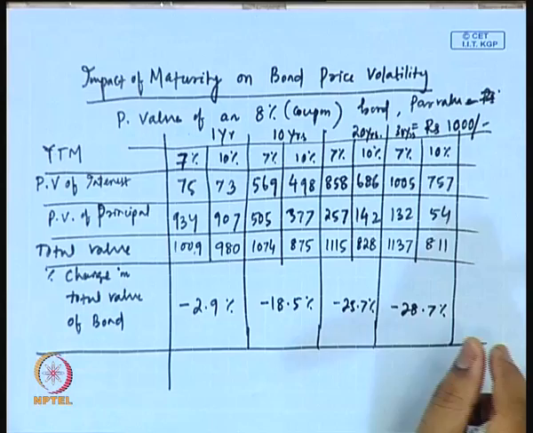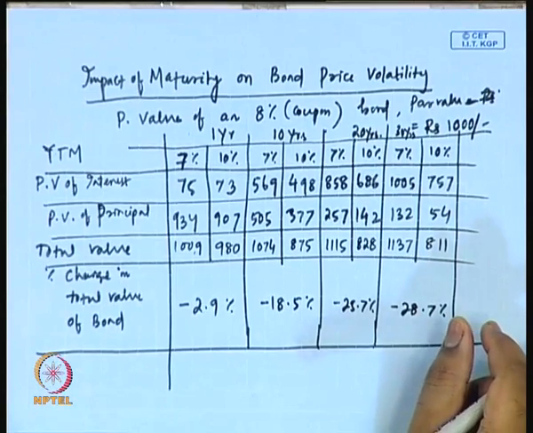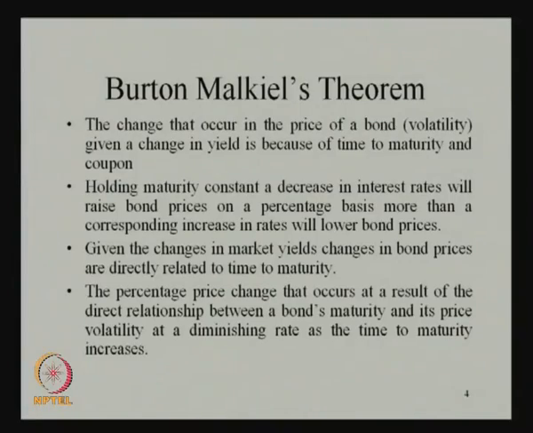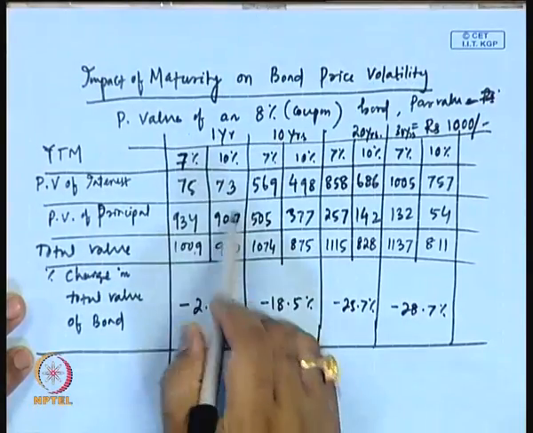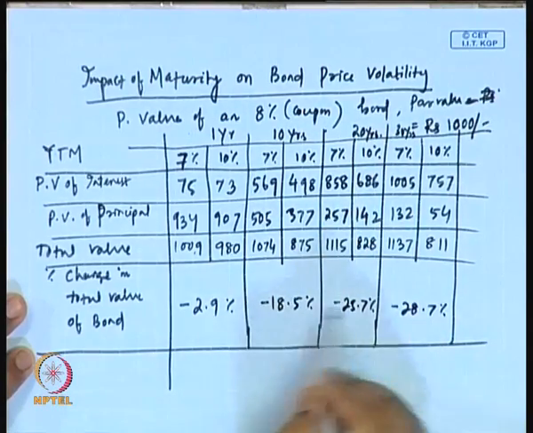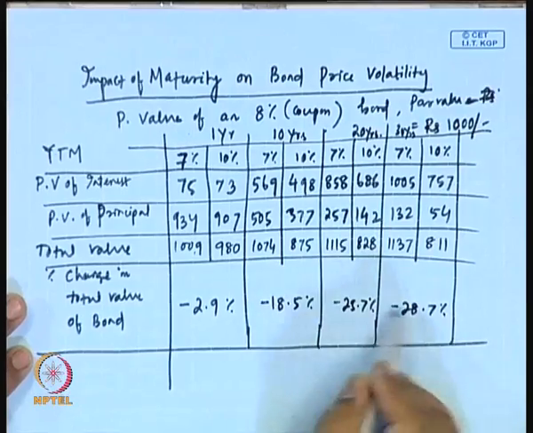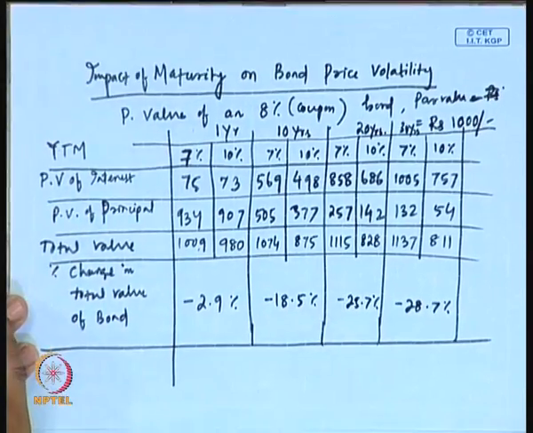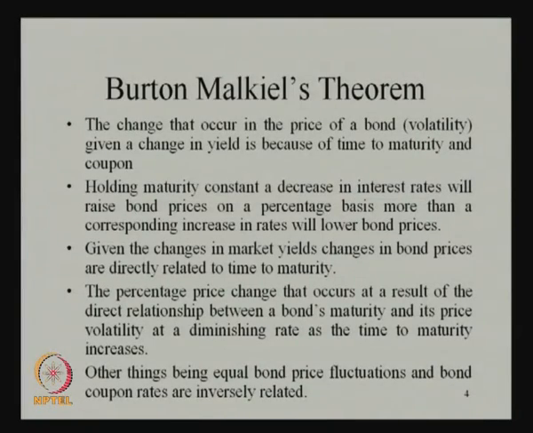So what we have generally seen here is that, given the changes in market yields, changes in bond prices are directly related to time to maturity. Once your term to maturity changes, your bond price volatility also changes, and it is increasing in the way we have observed here. So whenever the market yield changes, the bond prices are directly related to the time to maturity.